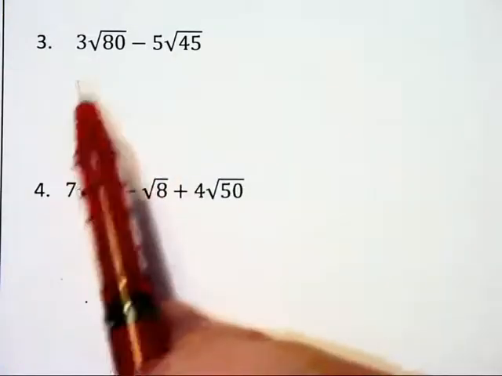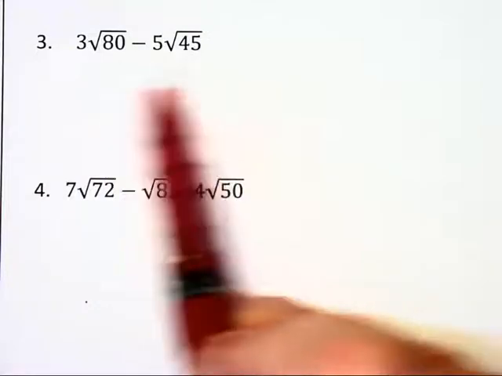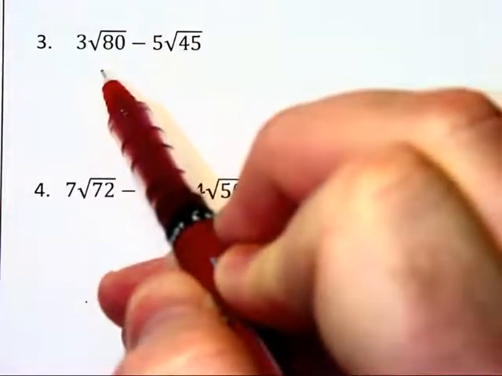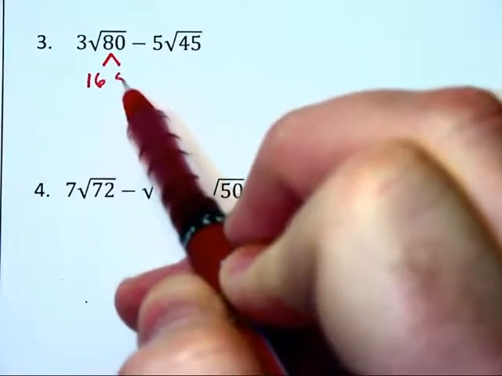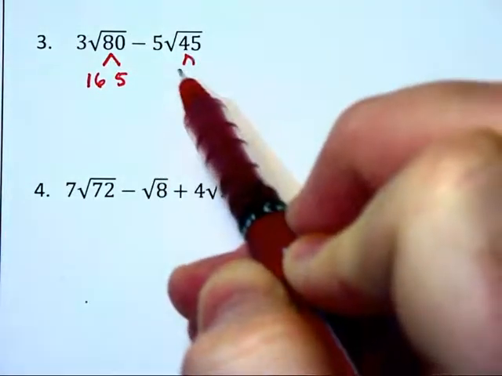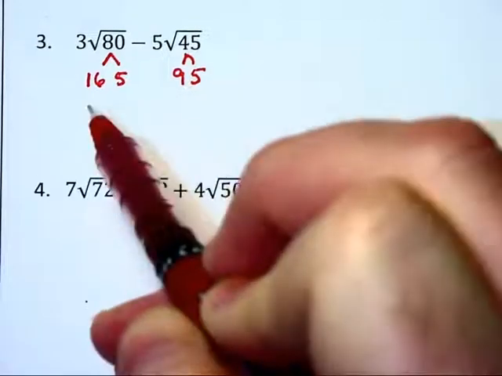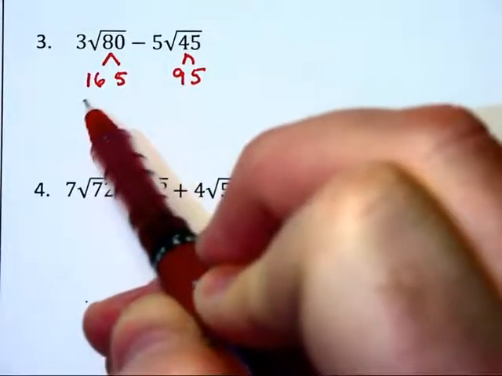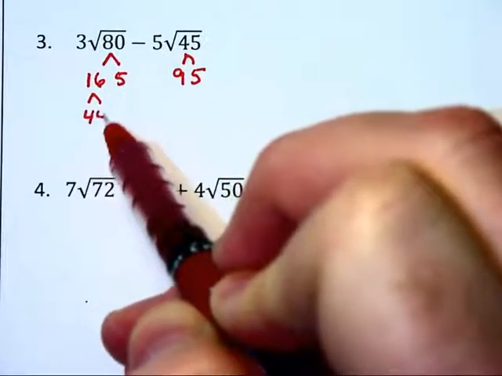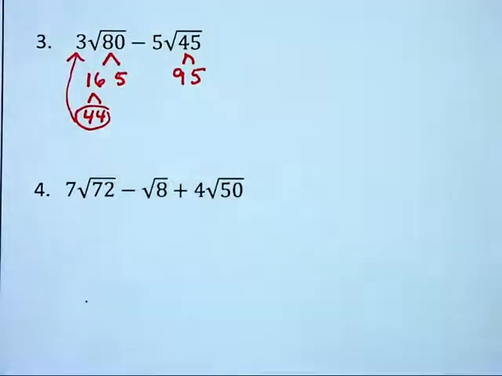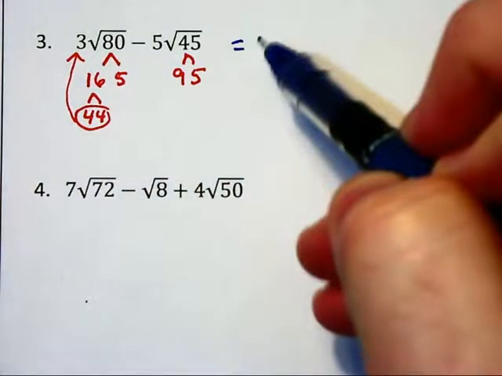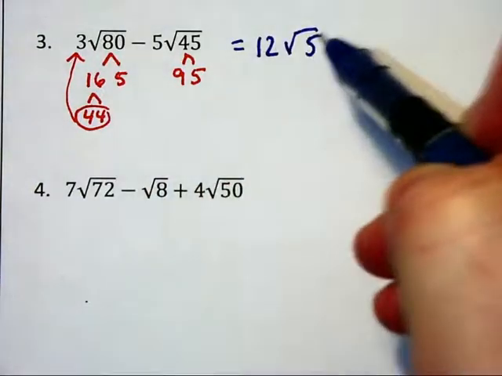For number 3 here, these do not appear to be combinable. However, if we break these down, notice this 80 can become a 16 times 5, and 45 can become 9 times 5. 16 is the square of 4 times 4, and that 4 will come out and multiply with a 3 that's already out there and give us 12 root 5.